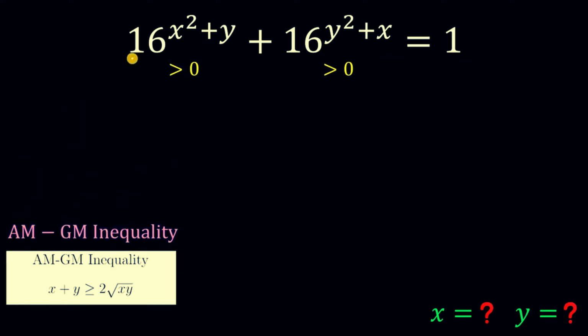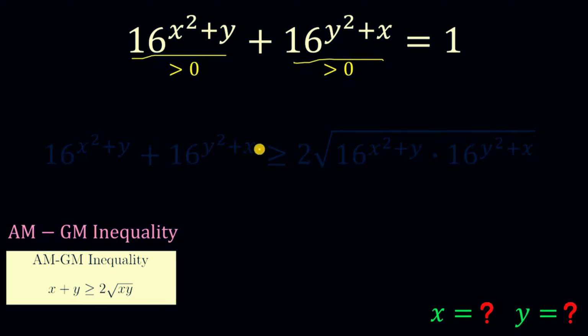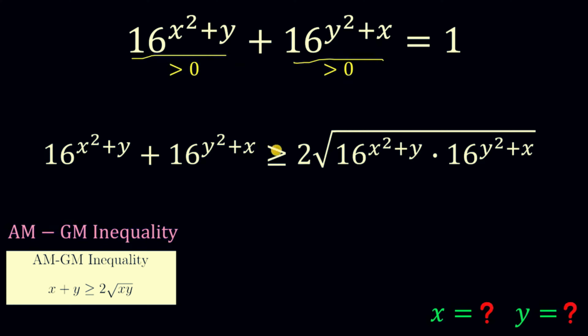So applying the AM-GM inequality, since 16 raised to the power of x squared plus y and 16 raised to the power of y squared plus x are both greater than 0, we can say that the sum of these two is greater than or equal to 2 times the square root of the product of 16 raised to the power of x squared plus y and 16 raised to the power of y squared plus x. Now, let's focus on this result.